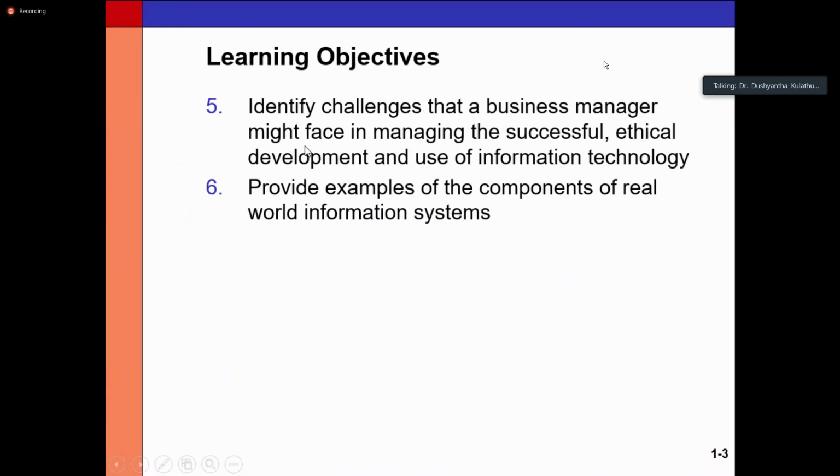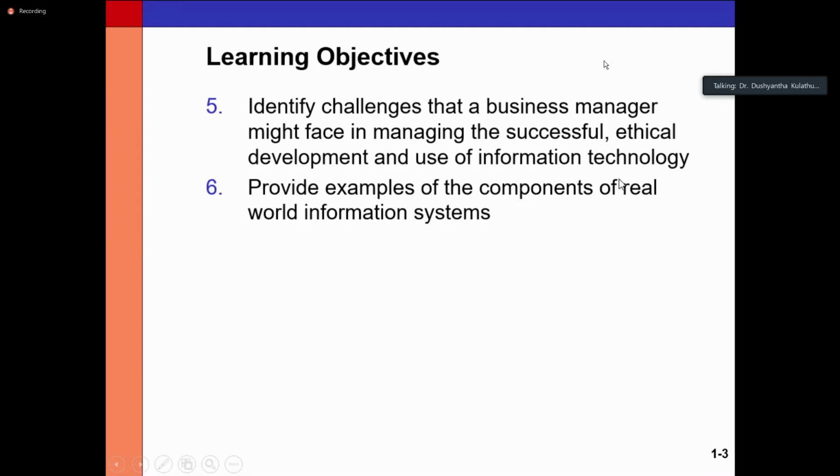Identify challenges that a business manager might face in managing the successful ethical development and use of information technology. Now when we use information systems inside the organizations, we may face a variety of challenges. We may face certain ethical issues as well. So we have to have some understanding about the particular issues that we may face when we use information systems and information technologies within the organizations. The last objective is provide examples of components of real-world information systems.